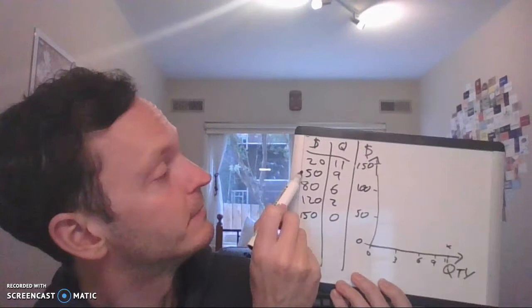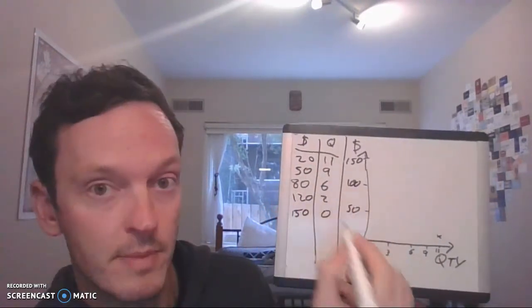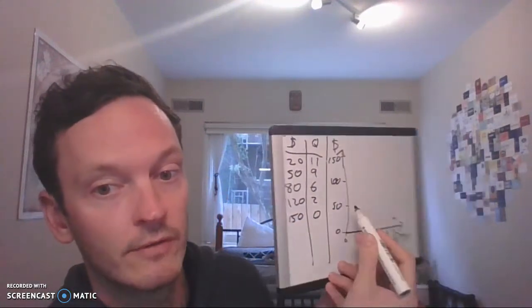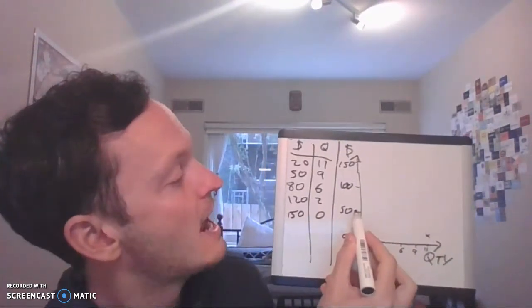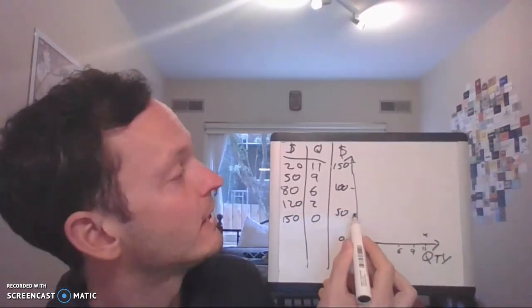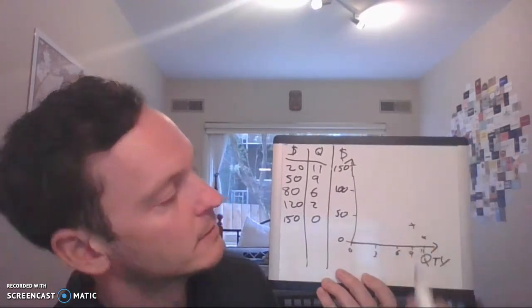And then I'm going to do the next one, this second data point here. So what price have I got? 50. So hovering my pen above it, I'm going to go up to 50. Still hovering it above. And then what quantity am I going across to? That's right, I'm going across to 9. So all the way across to 9, and I'm going to do an X.